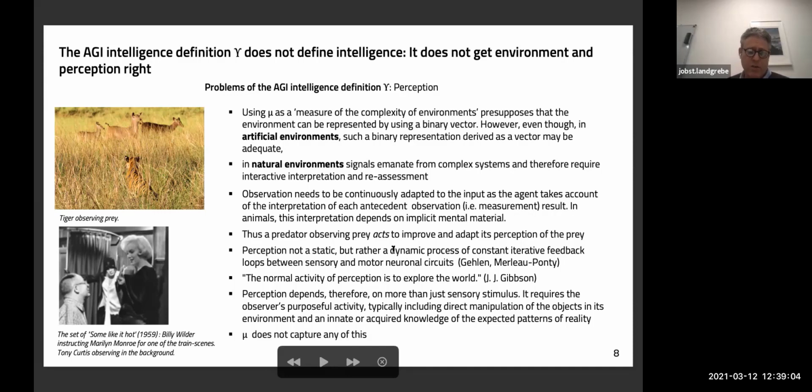The interpretation of the information depends on implicit mental material like the experience of the animal. So a young tiger who's learning to chase, to hunt, will process this information differently than the adult tiger. So the tiger acts all the time. It's not a static activity. It's a dynamic process.